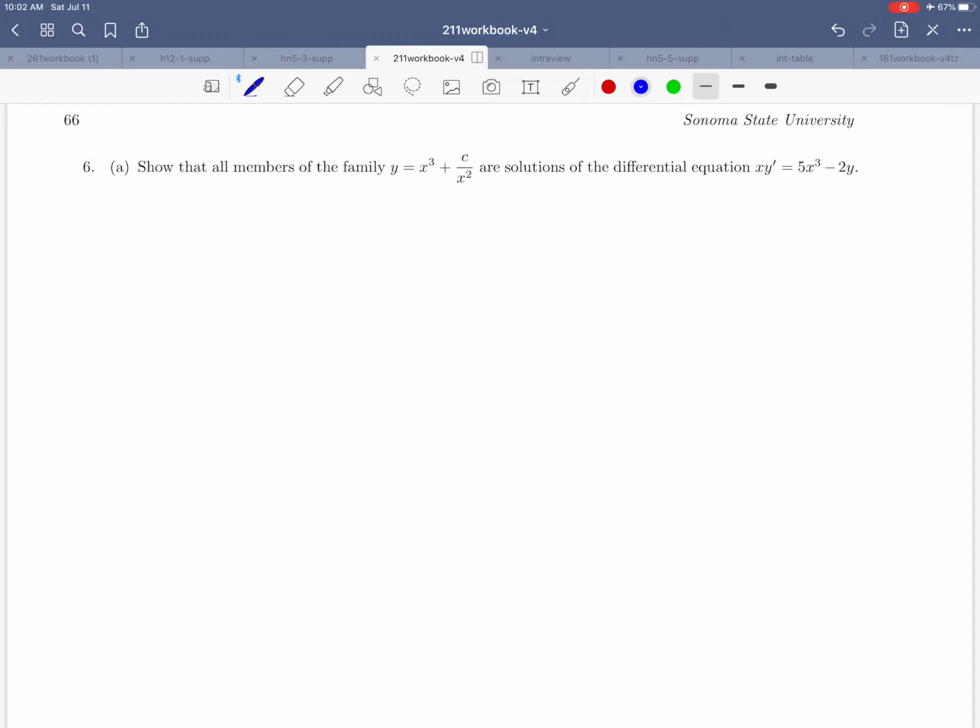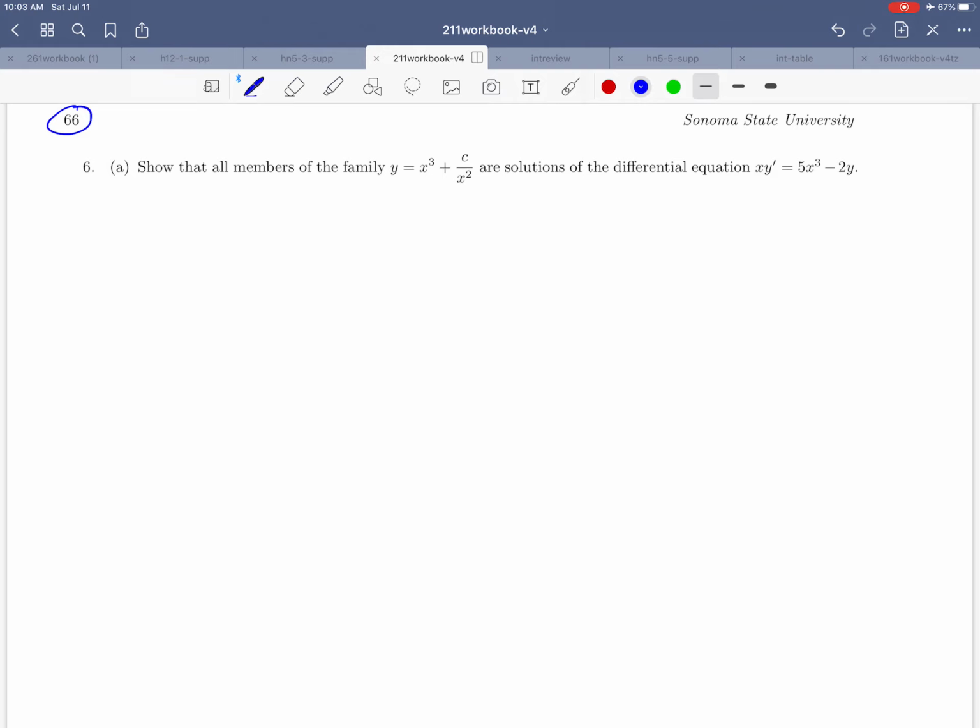Hello and welcome to exercise 6 on page 66 of the workbook. We'll do this problem in two parts. Let's read part A together. They'd like us to show that all members of the family y equals x cubed plus c over x squared are solutions of the differential equation xy prime equals 5x cubed minus 2y.